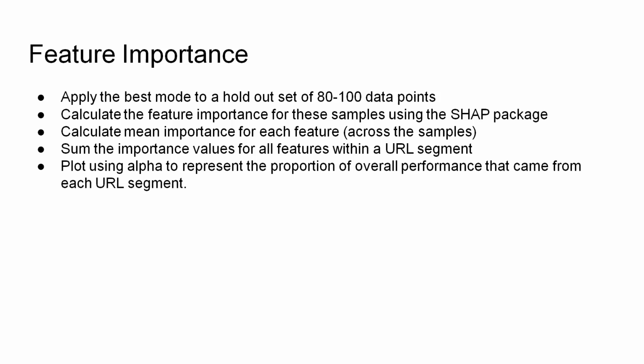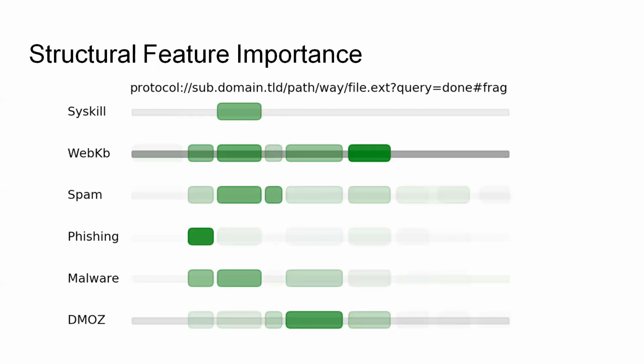Then you can take the average importance over all of the samples in your holdout set, and you get a sense of the average importance of those features to this particular problem. We can then group those by the part of the URL they come from, and visualize that to get a sense of the importance allocated to each of the URL segments. So that's what we've done in this illustration.